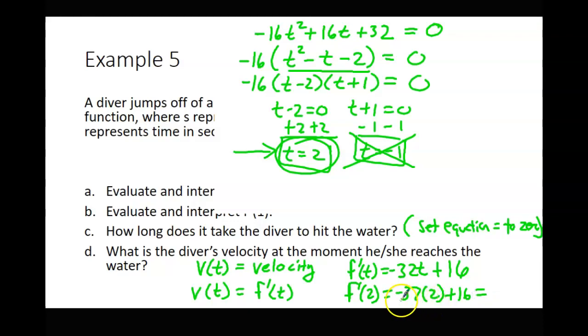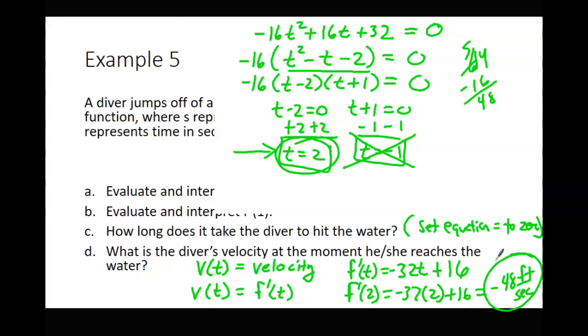So this is going to be negative 64. So if I add 16 to that, what would I get? I'm just going to work it out by hand. Sorry, I know you guys are probably faster at that than me, but there it is. All right, so negative 48, and that's feet per second. So the diver was moving at a velocity of negative 48 feet per second at the moment that he or she hit the water.